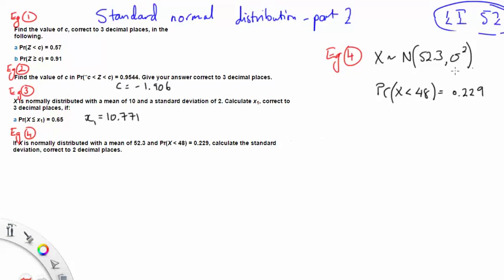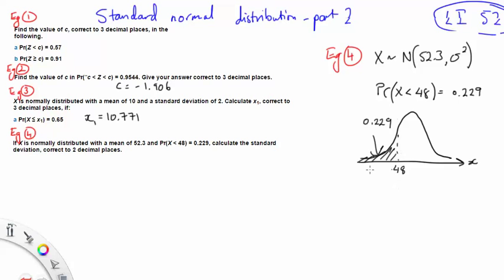So we've got to get the standard deviation. So we don't know this. They're getting us to work backwards, which is kind of tricky. But whenever this happens, draw a picture. Sketch your normal distribution. So what information do we have? We know the mean is 52.3, so 48 is slightly left of the mean. So that area there is 0.229, and we know the x value there is 48.